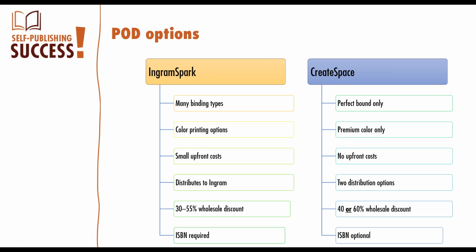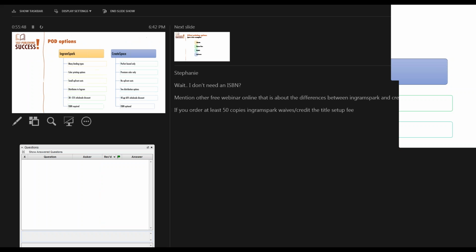Now, Ingram Spark has more binding types. If you need a hardcover, you want to use Ingram Spark because CreateSpace does not offer that. They offer perfect bound only, which is a paperback. Ingram Spark can also do hardcover with a dust jacket, a case wrap, and saddle stitch, but neither of them offer spiral binding.